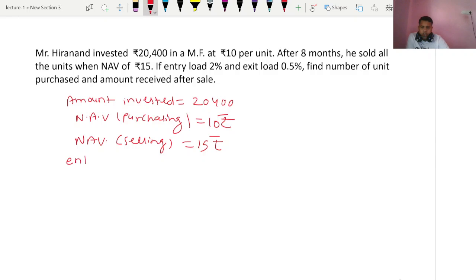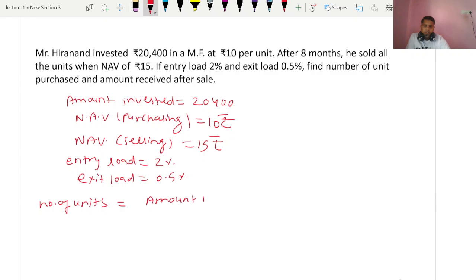So entry load is 2% and exit load is 0.5%. So first of all, you have to find out the number of units. So what is the number of units? Number of units is equal to amount invested divided by purchase cost of 1 unit of mutual fund.